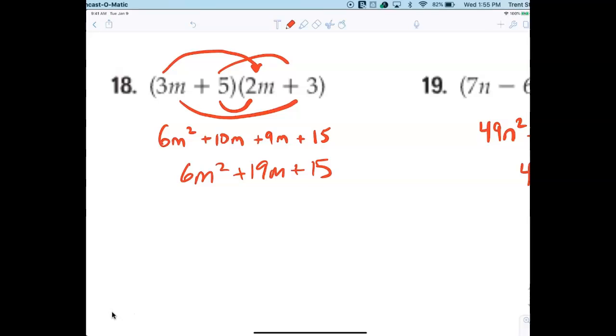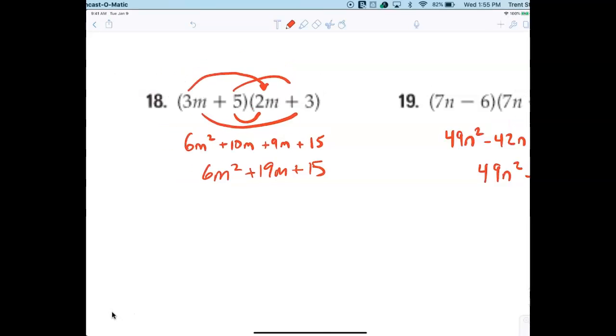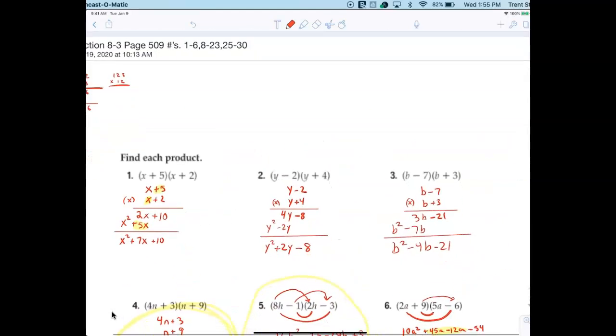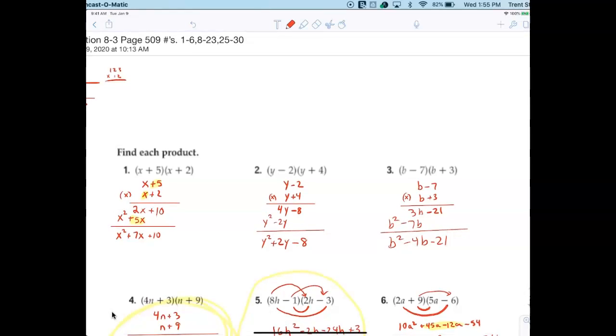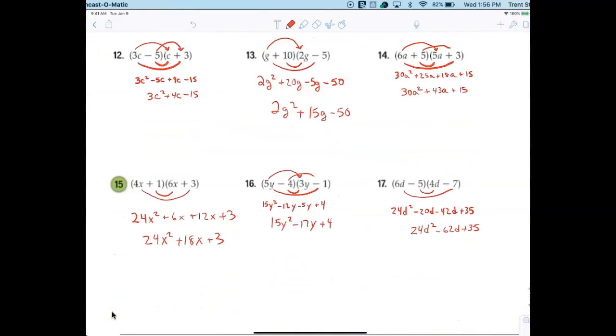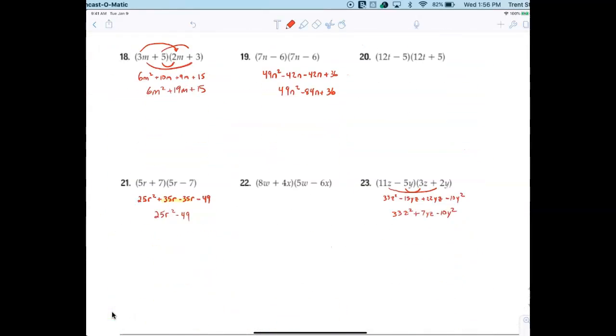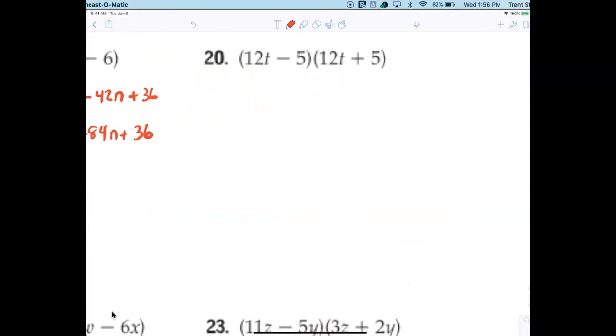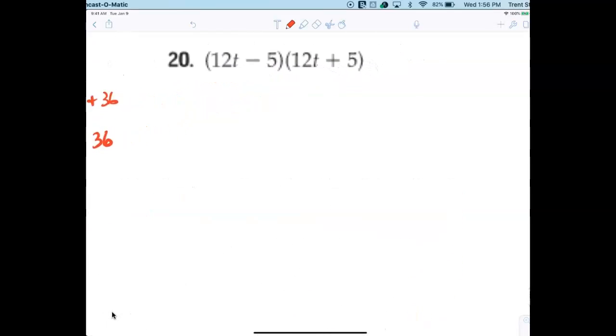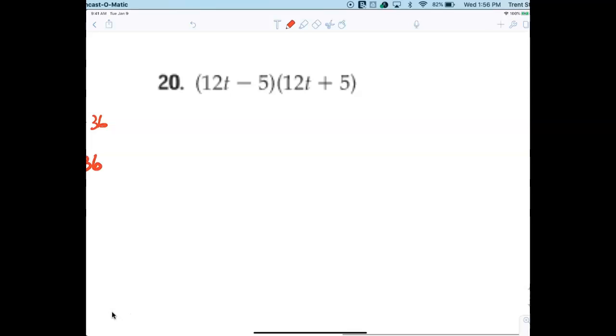Simple, simple, simple. All right. For whatever reason, if you didn't have your paper, 1 through 6, 8 through 23, 25 through 30. Oh, all right, here we go. Can we get it later? Yeah, I'll write it down again. It's not a big deal to me. All right, let's knock out 20 now. All right, come on, come on, come on.